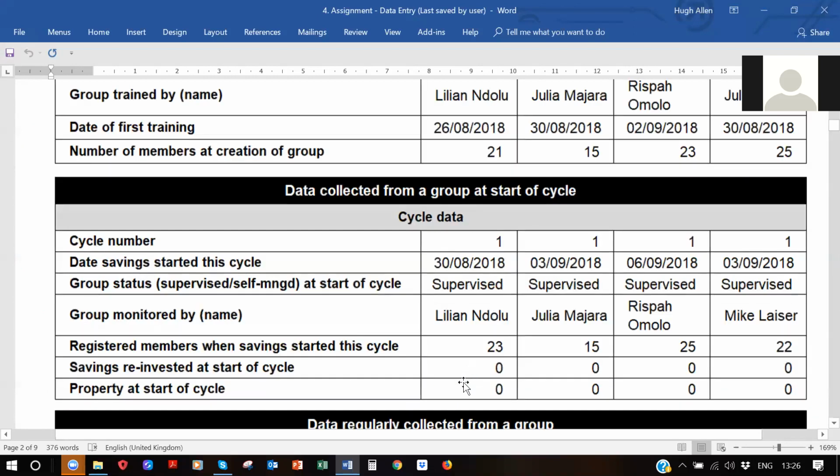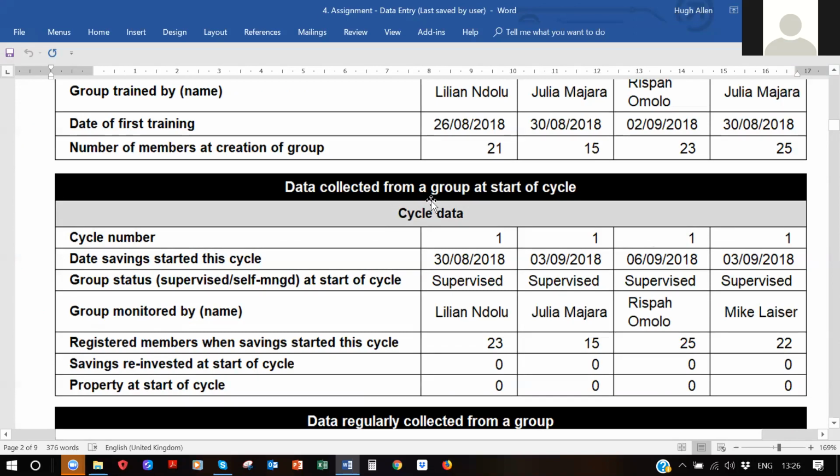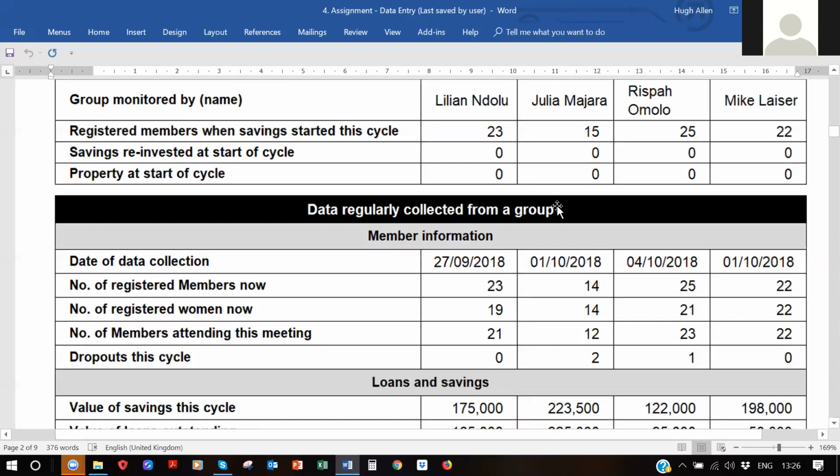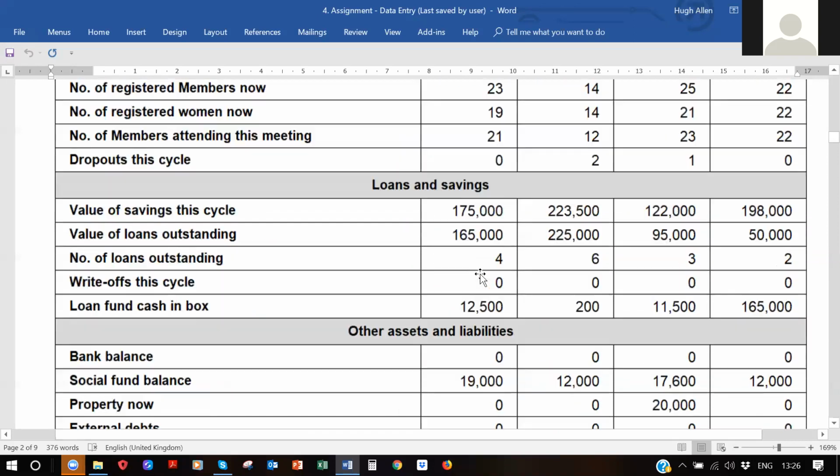Then what I've done to make it even clearer, I've put data collected from a group at the start of the cycle. So this is your cycle data. And you see here we have cycle number, date saving started this cycle, group status, etc. So here we have all the data collected from a group at start of cycle. And all these groups are in cycle number 1. And then we have what I call data regularly collected from a group. This is your standard data, okay?